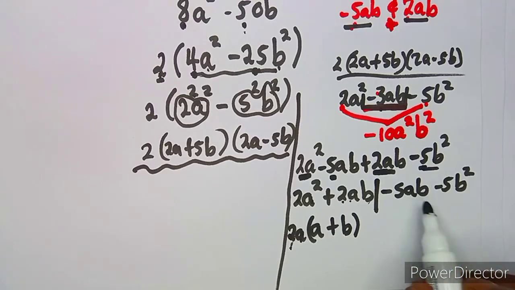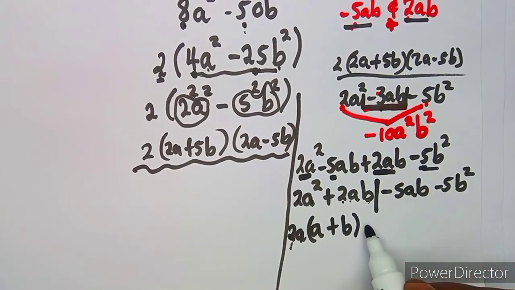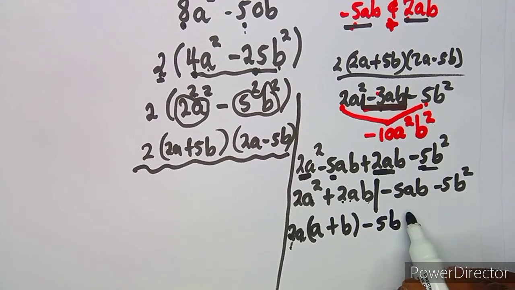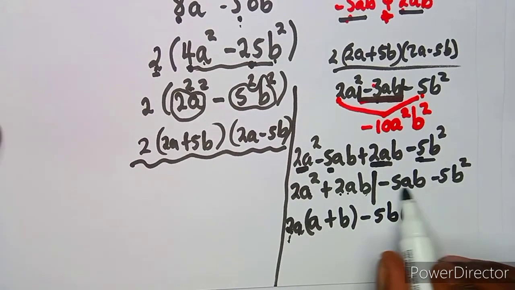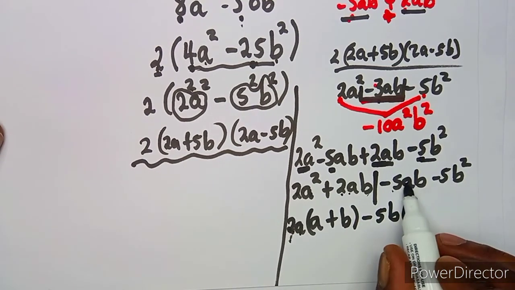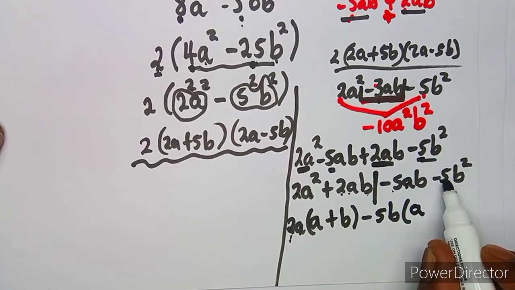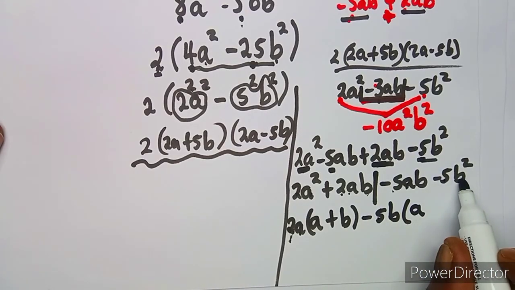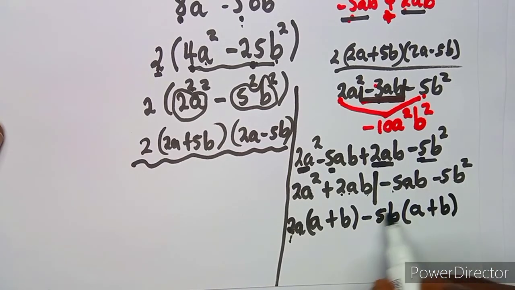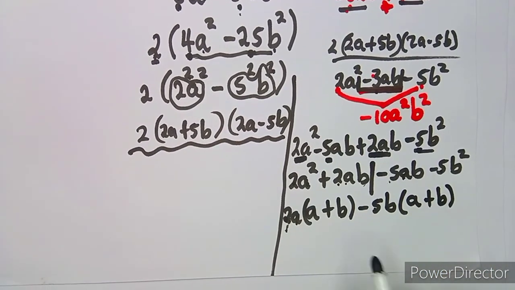Then here, negative 5 is common, and also b is common, so it's negative 5b like this. Negative 5b divided by negative 5b gives a positive a. Negative 5 and negative 5 cancel. b squared divided by b is going to be plus b. Take note, negative times negative is a plus.